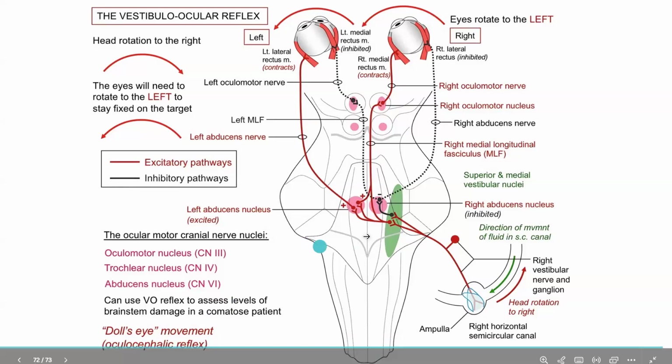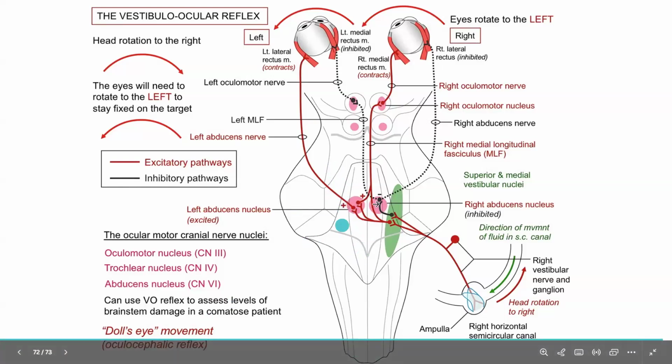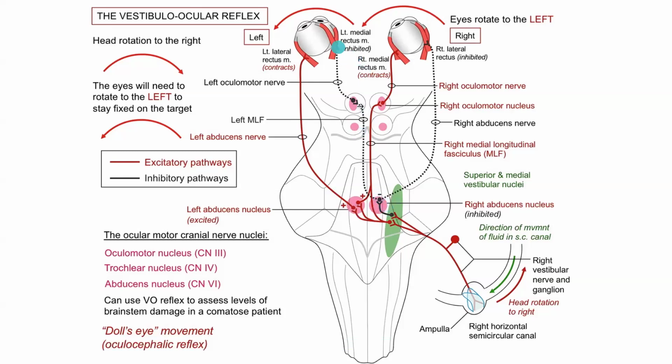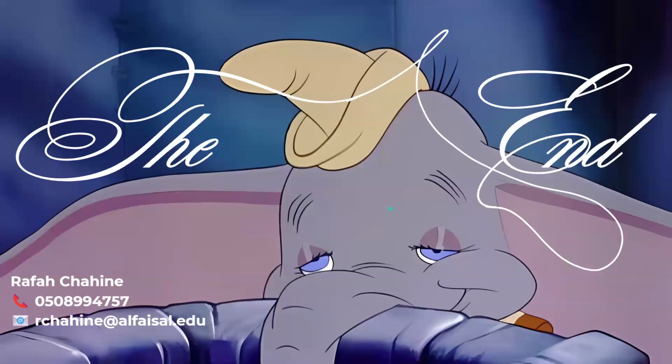And obviously all the lines in red are the excitatory pathways. All the ones in black are the inhibitory. Hence why this is inhibitory. This is inhibitory. Yada yada. Okay. And we are done.